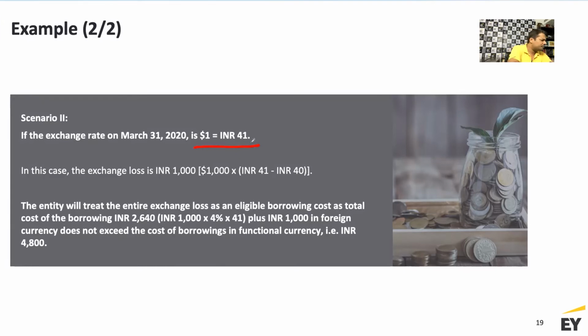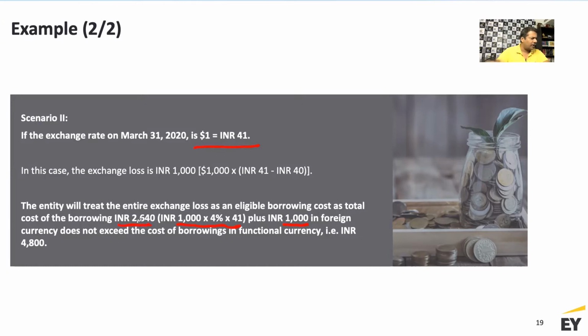That means now the entity will treat the entire exchange loss as an eligible borrowing cost. Not 2,000, sorry, because that 2,000 was when the exchange rate was 50. Now here the exchange rate has changed to 41. If the exchange rate has changed to 41, I'm going to pay 1,000 into 4% into 41 plus INR 1,000, which is the foreign exchange loss. So my total is actually 2,640.